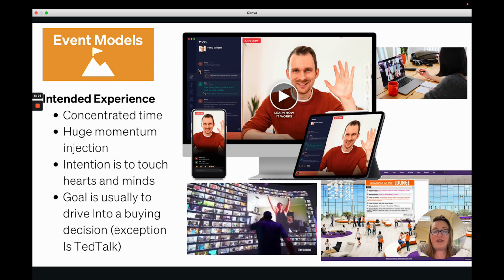And then finally, the event model. This is probably the one that's the most popular right now. It might also be referred to as challenges, but essentially at the end of the day, it's a concentrated time. It's huge momentum, even bigger than the sprint. And the intention is just to touch hearts and minds with the goal usually of trying to convert into a buying decision. The one exception to the buying decision would be TED Talks.